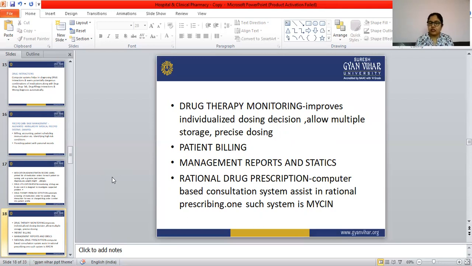Rational drug prescription: a computer based consultation system assists in rational prescribing, and one such system is MyCin. Okay, MyCin is one rational drug prescription system, a computer based consultation system that assists the rational prescribing.